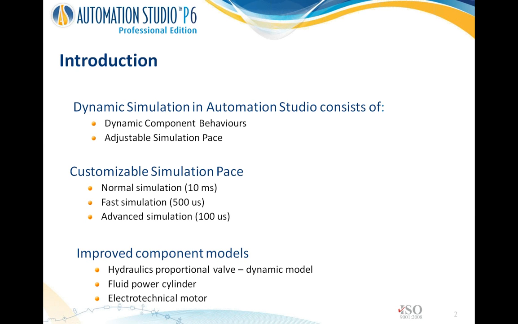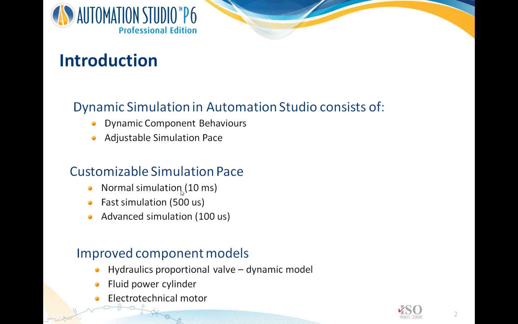First, in Automation Studio, a dynamic simulation represents a dynamic component behavior and the adjustable simulation pace here. With the new option, it is now possible to adjust the simulation pace. When I say adjusting the simulation pace, it means the iteration time. As you can see here, we have added 3 options to the new simulator.